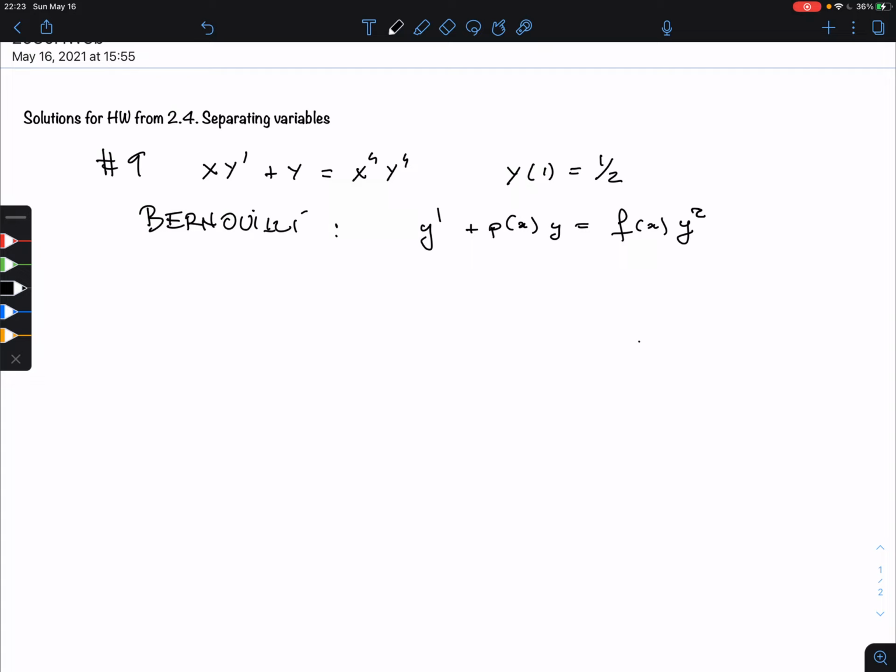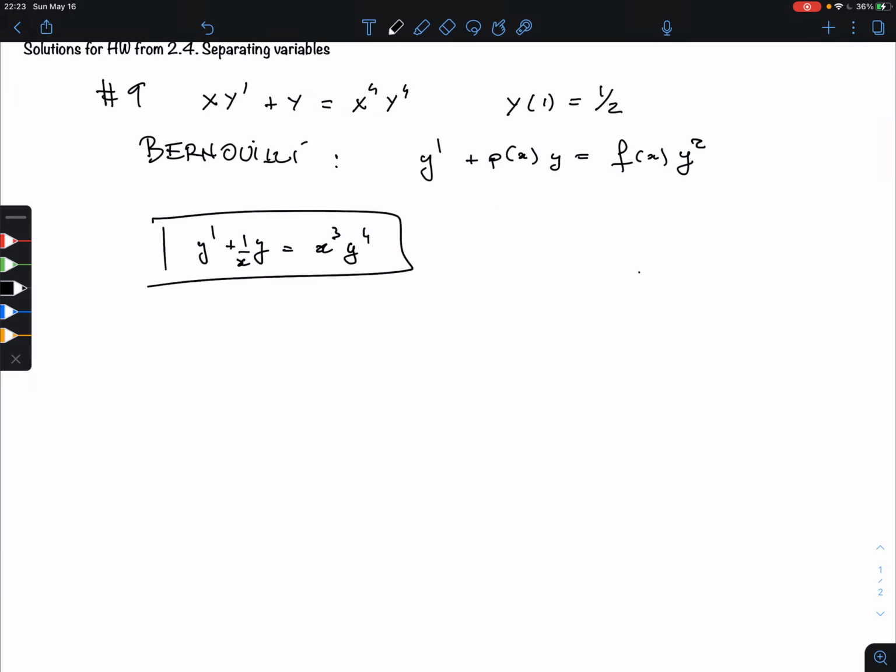So the question is, can I put the original equation into the shape of the Bernoulli? And that is, of course, clear by dividing each of the terms by x. So there's 1 over x here, equals x cubed y to the 4th. And so now it is much clearer that we are dealing with the Bernoulli. Okay, so step 1.